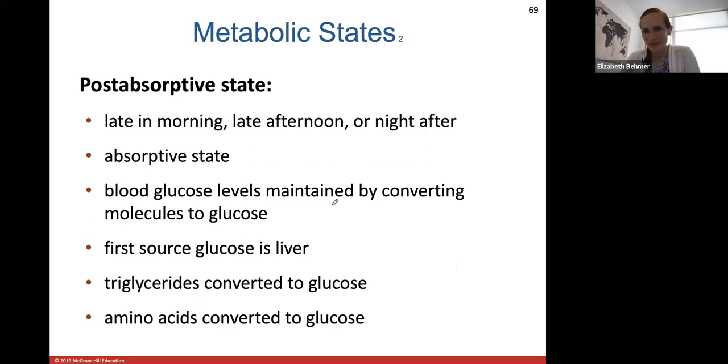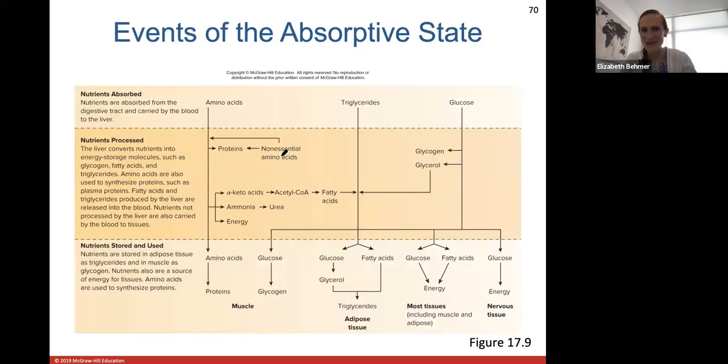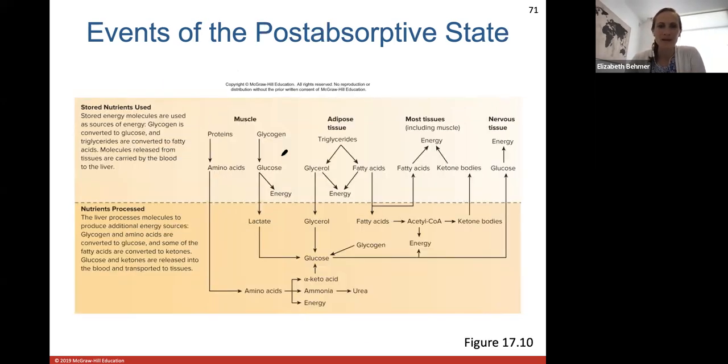The post-absorptive state will be later in the morning, later in the afternoon, or the night after a meal. This is where blood glucose levels will be maintained by converting molecules to glucose. The first source of glucose is in the liver. Triglycerides could be converted to glucose, and even amino acids could be converted to glucose. So here are the events of the absorptive state, how our nutrients are absorbed, processed, and then stored and used. And here are the events of the post-absorptive state.